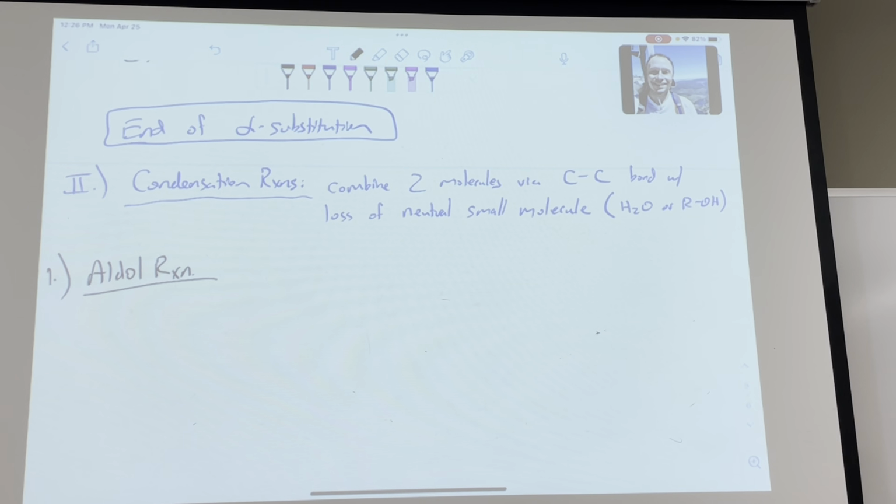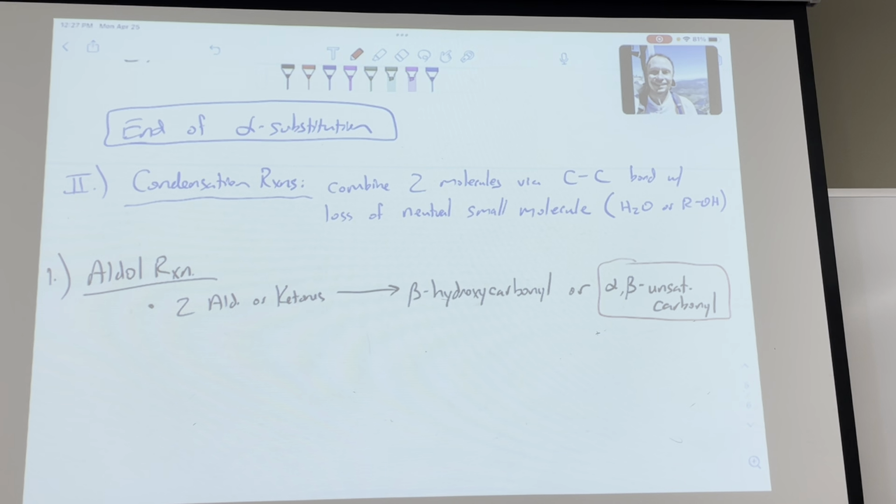All right. So what the aldol reaction is going to do is take two aldehydes or ketones, and in the end, it's going to generate either a beta hydroxycarbonyl or an alpha beta unsaturated carbonyl. And the second is by far the more common.